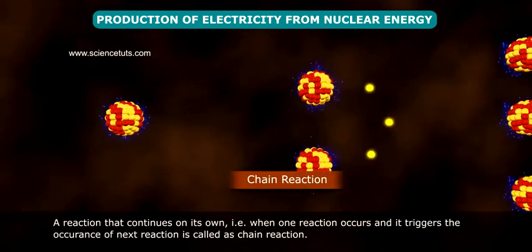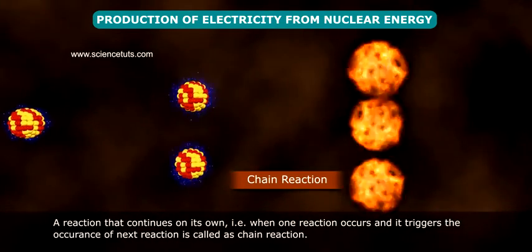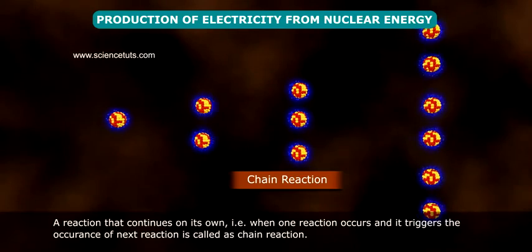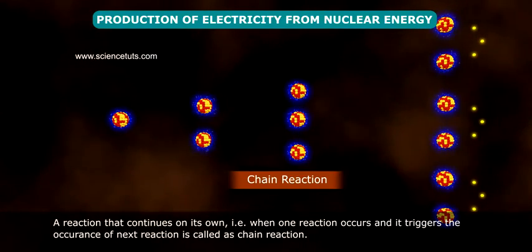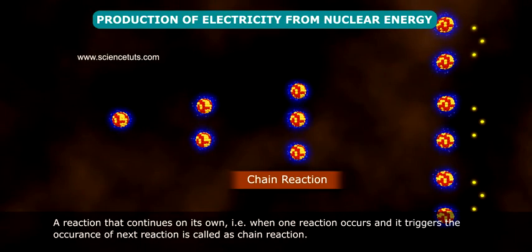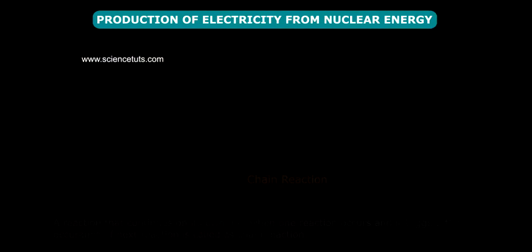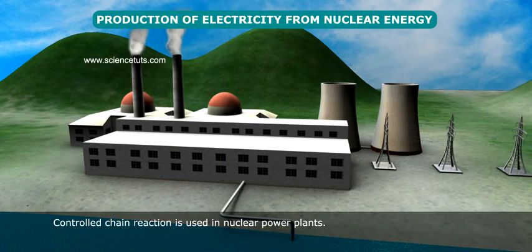A reaction that continues on its own, that is, when one reaction occurs and it triggers the occurrence of the next reaction, is called a chain reaction. Controlled chain reaction is used in nuclear power plants.